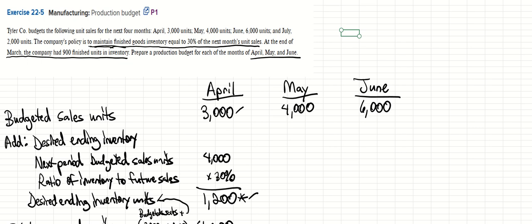So then we go back up here to the scenario. They let us know that at the end of March, so the month before April, the company had 900 finished units in inventory. So they already have units in inventory. So what they need to do, because they're preparing a budget, they need to go ahead and subtract those units that they already have.